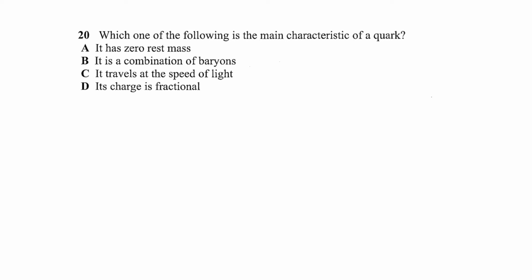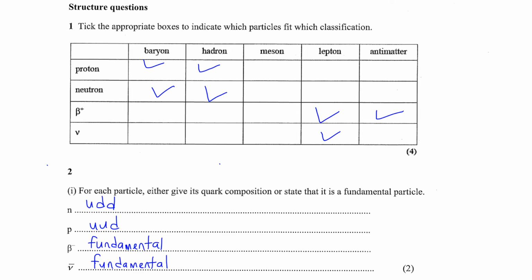Only EM radiation does. So when we look at the table here, proton is indeed a baryon and a hadron. Neutron also the same. The beta plus, which is actually your positron, is a lepton, is an antimatter, and neutrino is just a lepton. Right? Okay. And for question 2, for each particle, give the quark composition or state whether it's a fundamental particle or not. So neutron is a composition of up, down, down. Proton, up, up, down. Now this is your beta minus, which is fundamental, and electron anti-neutrino, which is also fundamental.